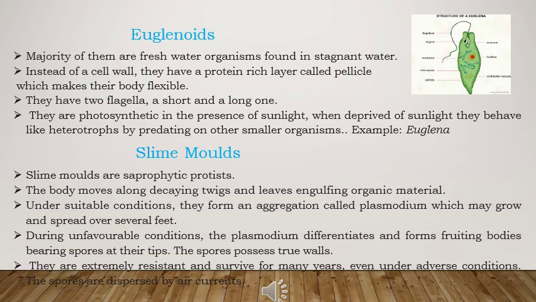The next one is slime molds. Slime molds are saprophytic protista. Saprophytes means that they survive on dead and decaying organisms. So they have a body that moves along decaying twigs and leaves, engulfing organic material. They can produce some digestive enzymes, convert it into the simplest form and absorb it. Under suitable conditions, they form an aggregation called plasmodium, which may grow and spread over several feet.